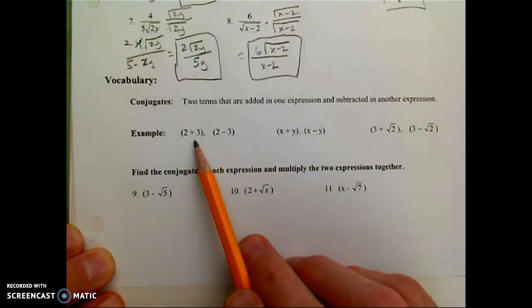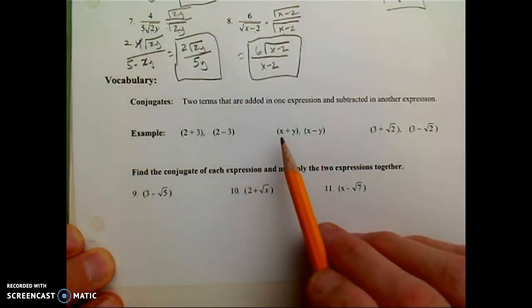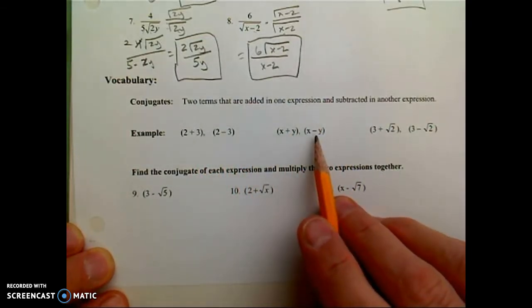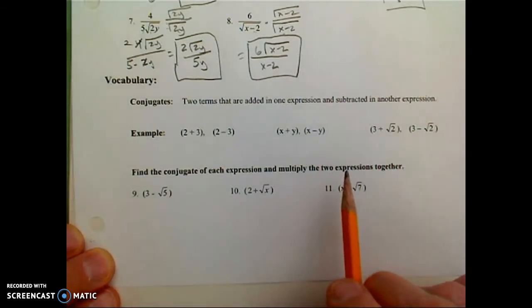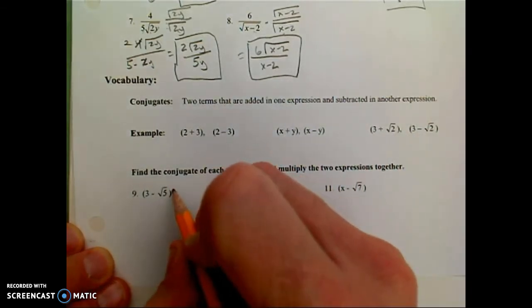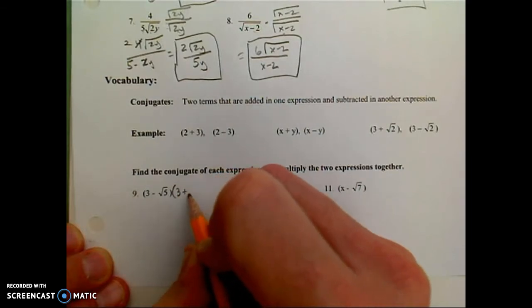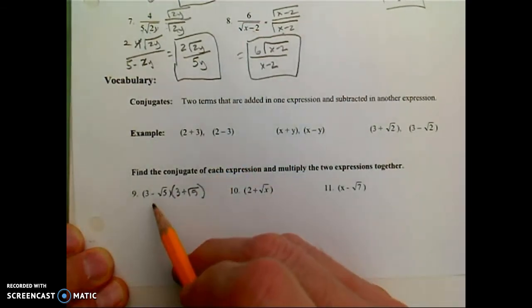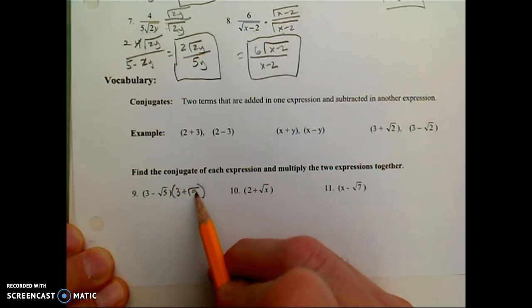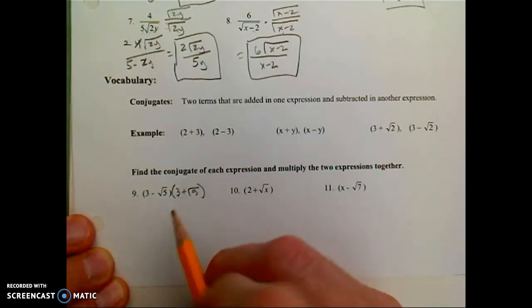So 2 plus 3 times 2 minus 3. X plus y times x minus y. 3 plus square root of 2, 3 minus square root of 2. So let's see what happens if I take a conjugate and multiply it times an expression. 3 minus square root of 5. Its conjugate is going to be those same two terms, 3 and square root of 5, but this time added.